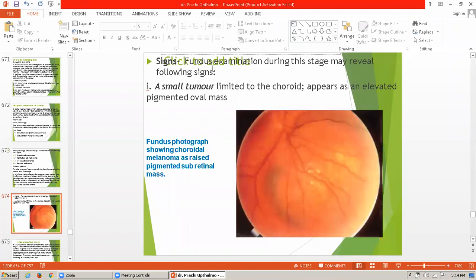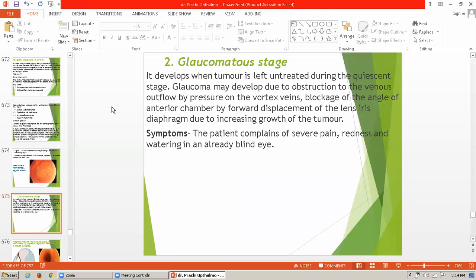Then the signs: fundus examination during this stage may reveal the following signs. First, a small tumor limited to the choroid appears as an elevated pigmented oval mass. This is a diagram of a fundus photograph showing a choroidal melanoma as a richly pigmented subretinal mass.